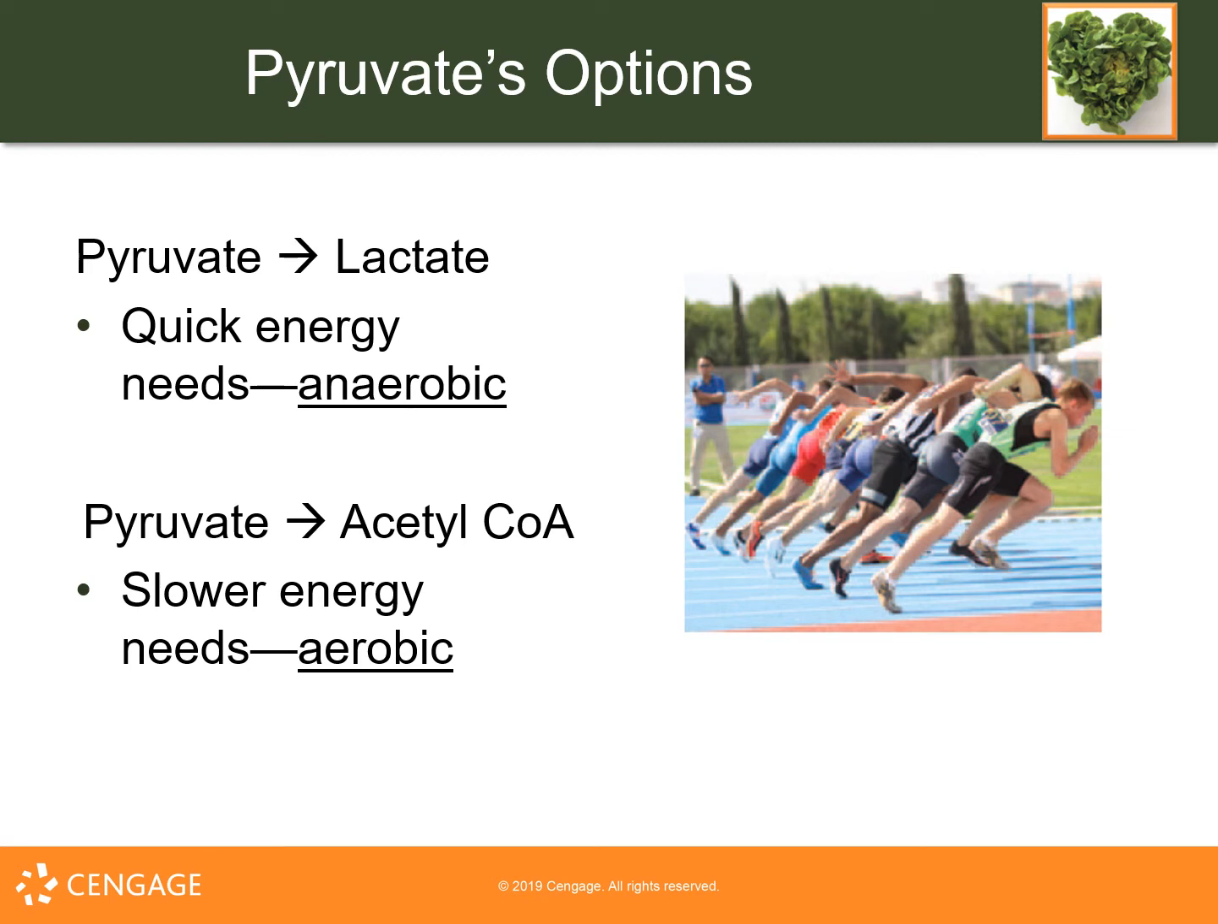Pyruvate has 2 options. It can convert to lactate or acetyl-CoA. When the body needs energy quickly, like during a sprint, pyruvate is converted to lactate anaerobically, or without oxygen. This supplies the body with energy quickly, but cannot be sustained for long, only a few minutes at most. Or when the body needs energy for a longer time, like jogging, the body converts pyruvate to acetyl-CoA, which requires oxygen, and this can be sustained for a longer period of time.